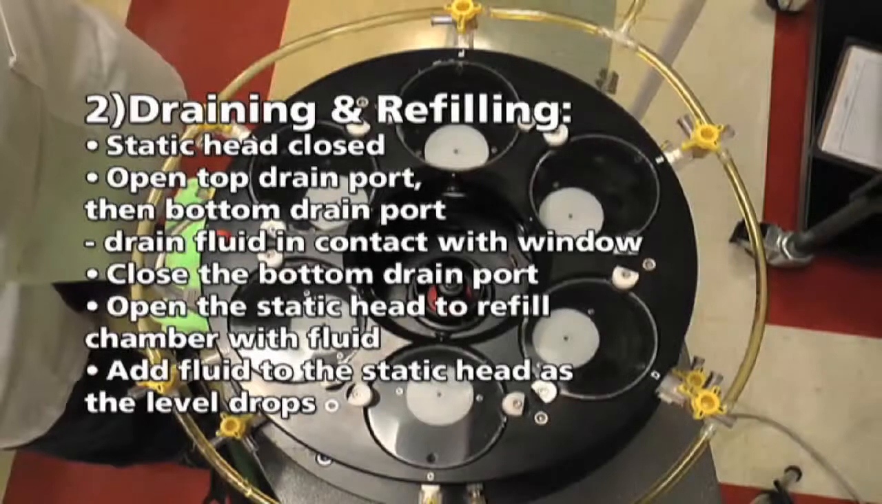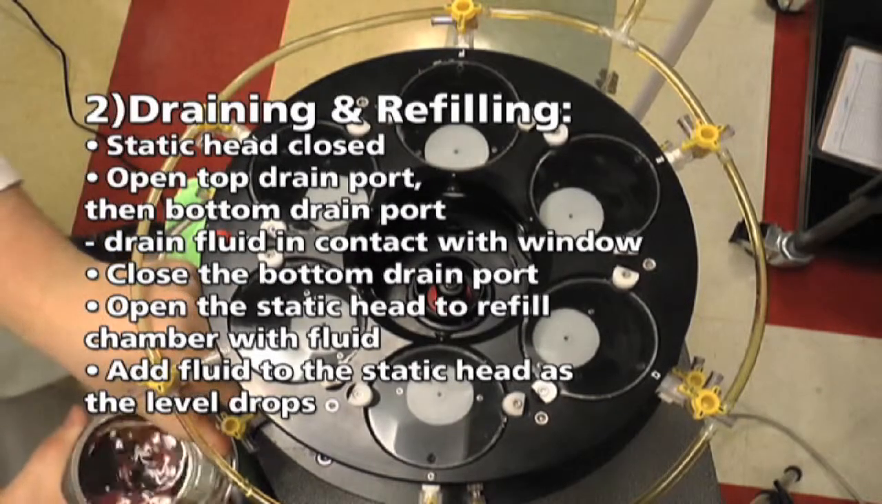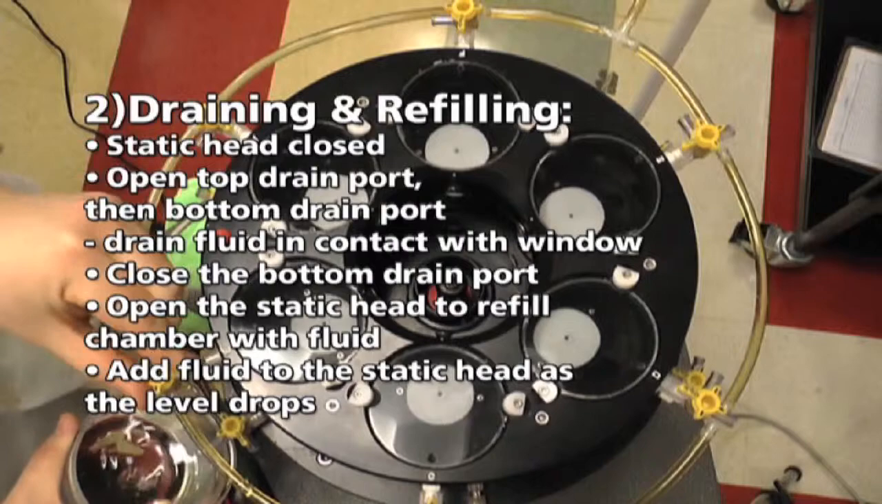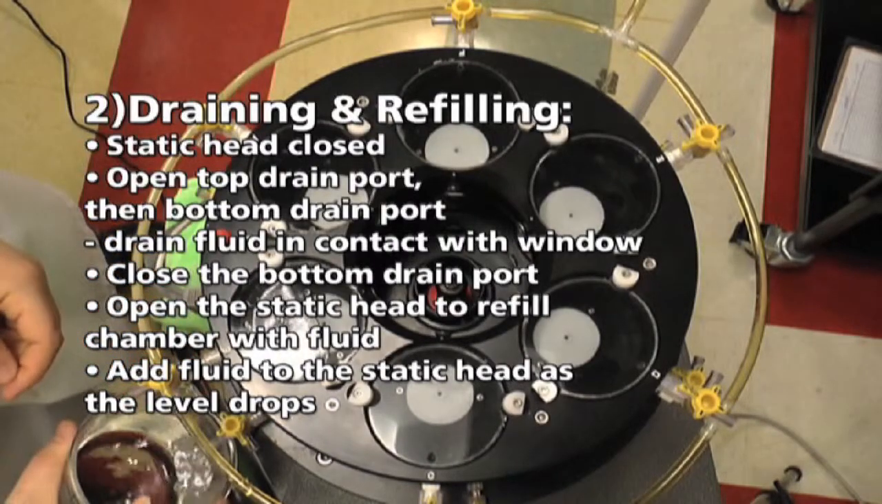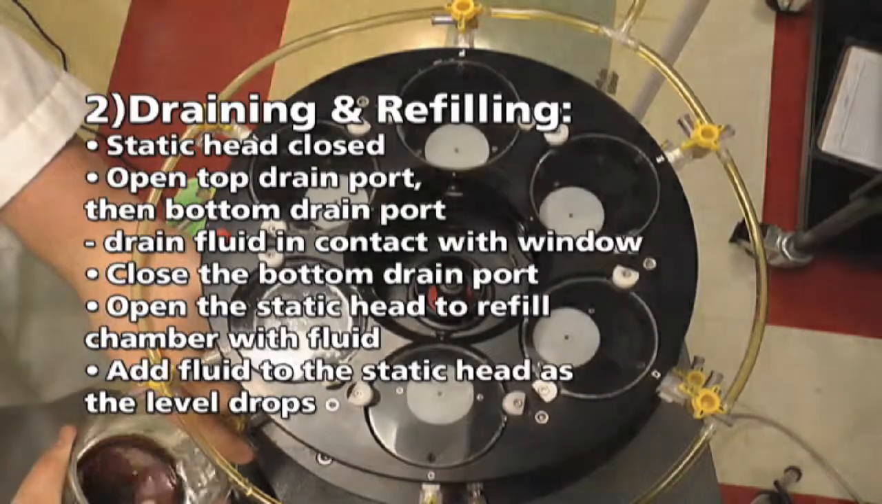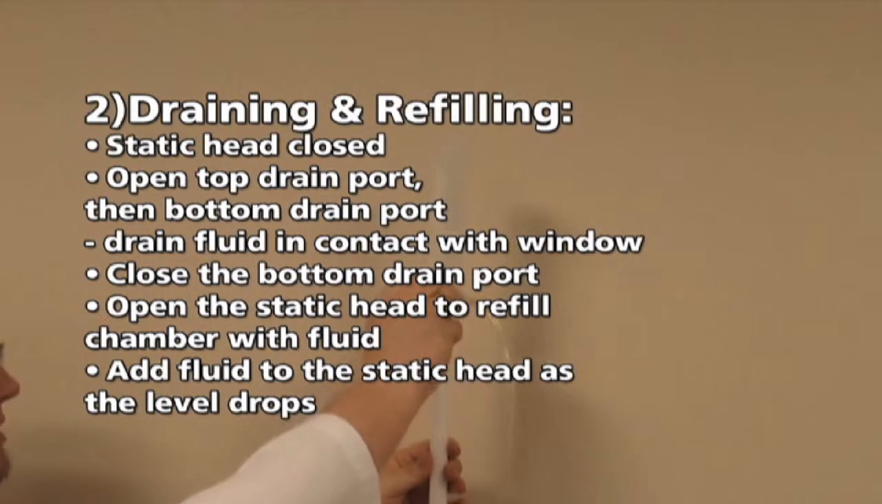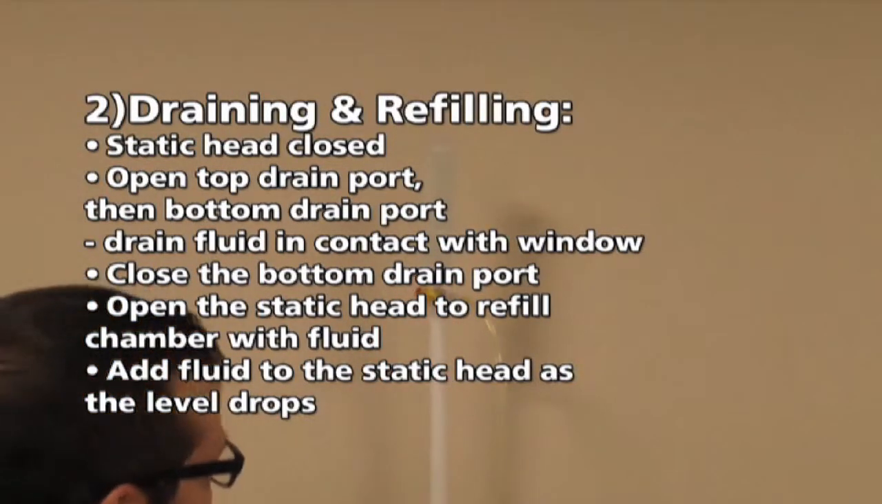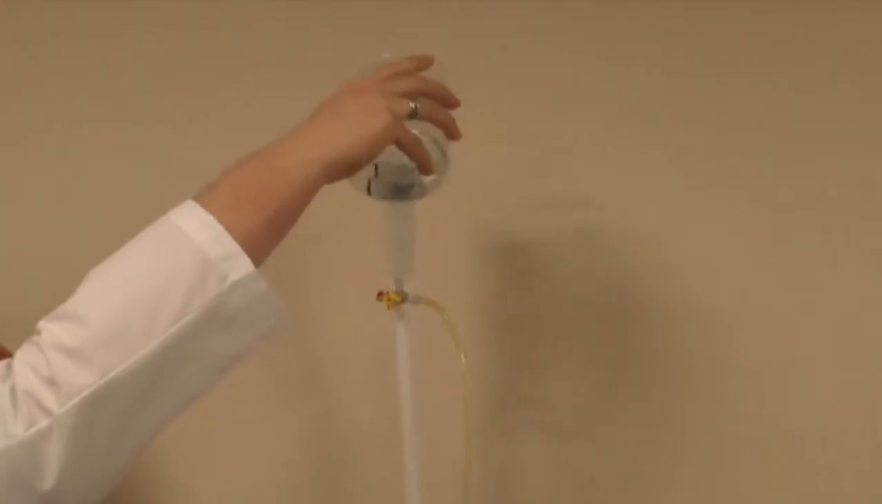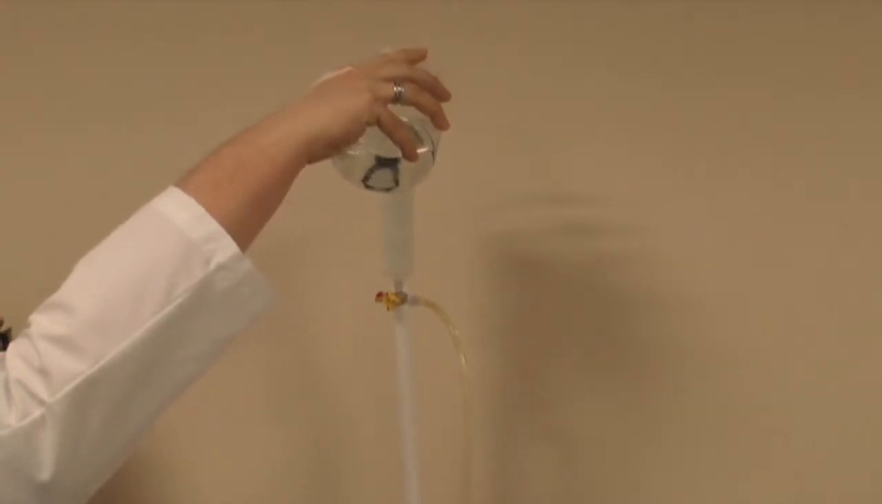With the static head closed, open the top drain port, then the bottom drain port to drain enough fluid so that only air is in contact with the window. Then close the bottom drain port and open the static head again to allow the fluid to refill the chamber. You will need to add fluid to the static head as the level drops to fill the chamber.